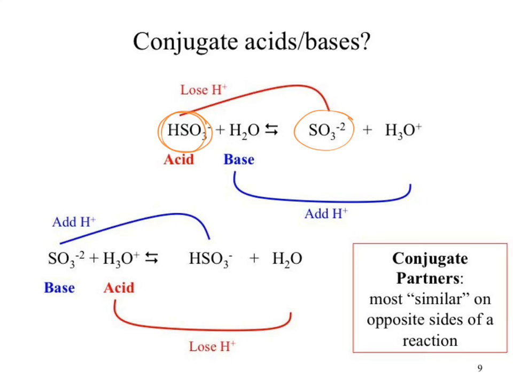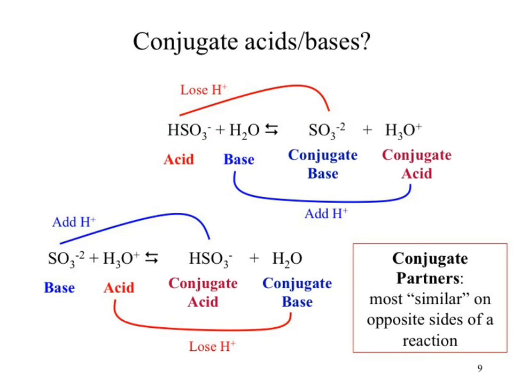An acid. What does SO3 minus 2 act as? A base. So when I start to pair these up, not only do we now have conjugates between these two, but one is an acid and the other one is a base. So I can now label these as conjugate base and conjugate acid. And we can go through and do that with all of these.